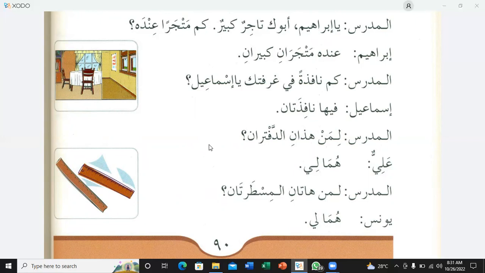Al-mudarrisu: Liman hadhihi daftarani? Whose are these two notebooks? Ali: Huma li. They are mine. Al-mudarris: Liman hatani mistarani? And whose are these two rulers? Humali. They are mine.